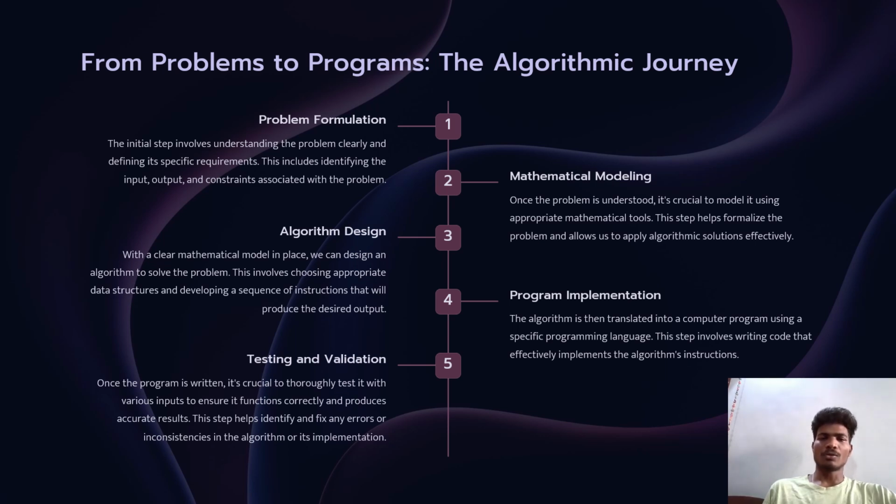So, third, algorithm design. With a clear mathematical model in place, we can design an algorithm to solve the problem. This involves choosing appropriate data structures and developing a sequence of instructions that will produce the desired output. Fourth, the program implementation. So the algorithm is then translated into a computer program using a specific programming language. This step involves writing code that effectively implements the algorithmic instructions.